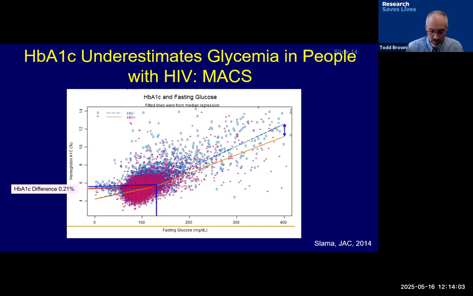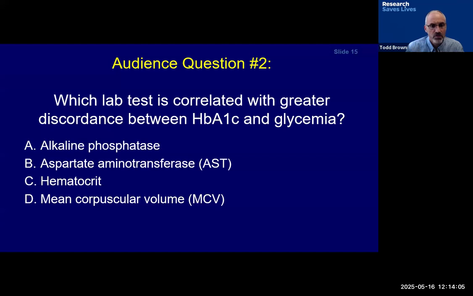There are a few populations where there might be significant discordance between expected and observed hemoglobin A1C, where there's an underestimation of glycemia. And there's a lab test that's helpful, and I'm throwing this question out there: which lab test is correlated with greater discordance between A1C and glycemia? ALP, AST, hematocrit, or mean corpuscular volume? I'll let that sit for a sec.